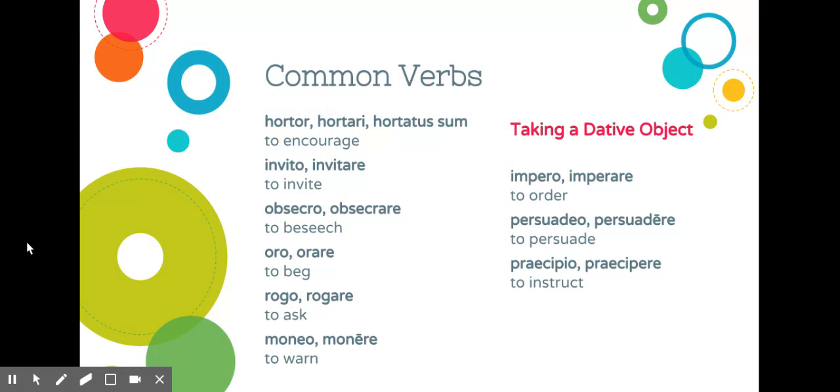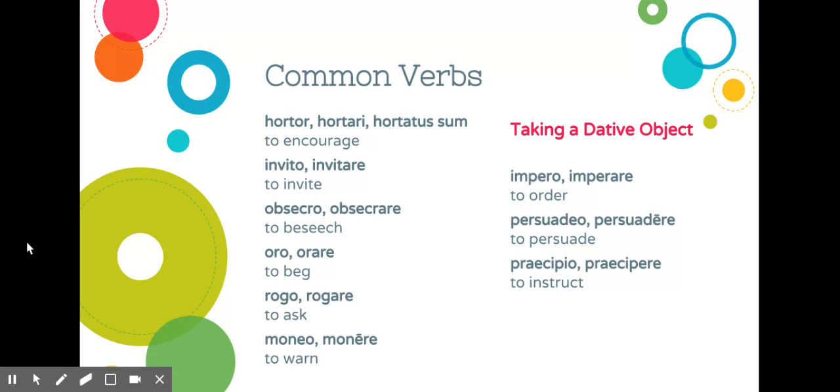These are some common verbs that you're going to be required to know that will all be used with indirect commands. Hortor, hortari, hortatus sum, which is to encourage. You can also translate it as to urge. Invito, invitare, to invite. Obsecrare, to beseech.